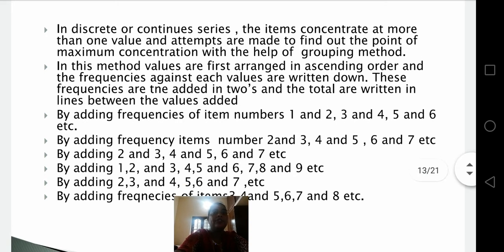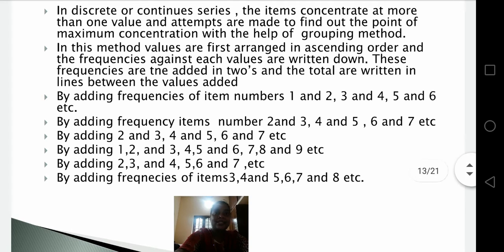First, we arrange all the items in ascending or descending order with the corresponding frequency, and the cumulative frequency also will be identified. Then the first and the second values will be added. In a similar way, third and fourth will be added, fifth and sixth will be added, and so on, for however many class intervals there are.